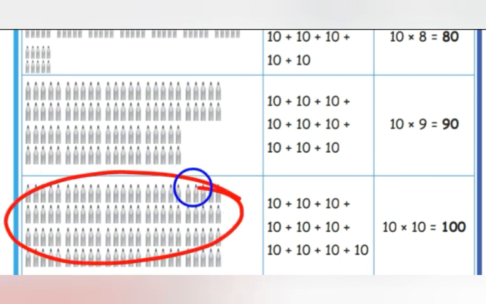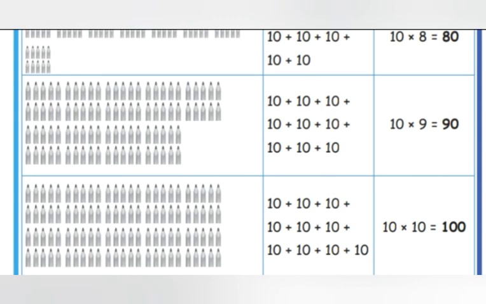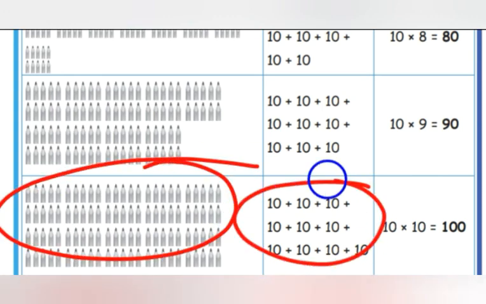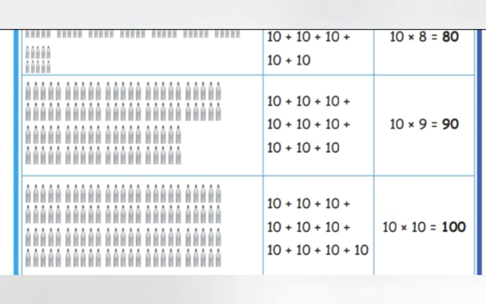Next, 10 times 10. So 10 pencils, 10 boxes. Total number of pencils 100. The multiplication fact is 10 into 10 is equal to 100.